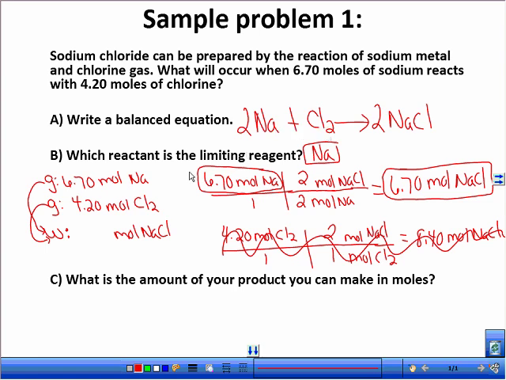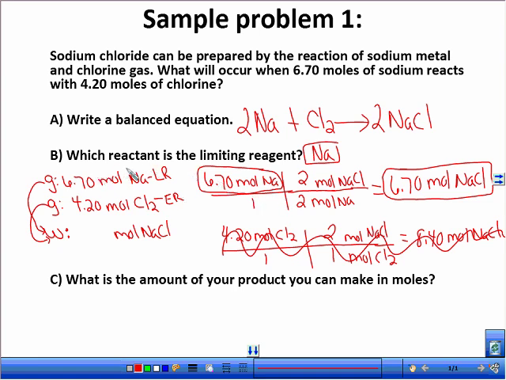I label this as my LR, which is your limited reactant. What that means is chlorine is going to be your excess reactant. That means you're going to have some extra chlorine left over, and we're going to actually figure out how much chlorine is going to be left over in a moment.